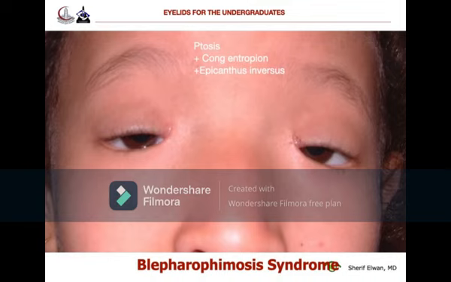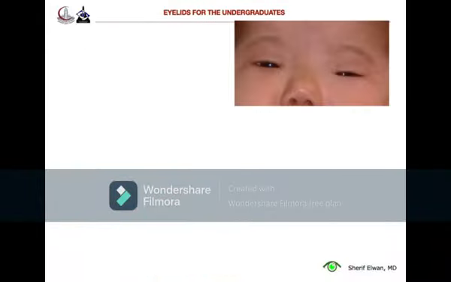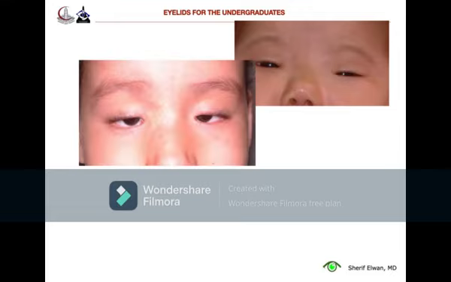And this syndrome is a congenital one where there is ptosis, as you can see. Both eyelids are drooped beyond the normal level, with congenital entropion as well as an epicanthus inversus. Here is ptosis, here is congenital entropion, and here is the epicanthal fold. This is a child with bilateral blepharophimosis syndrome, another child, and a third child, and this is a fourth child.